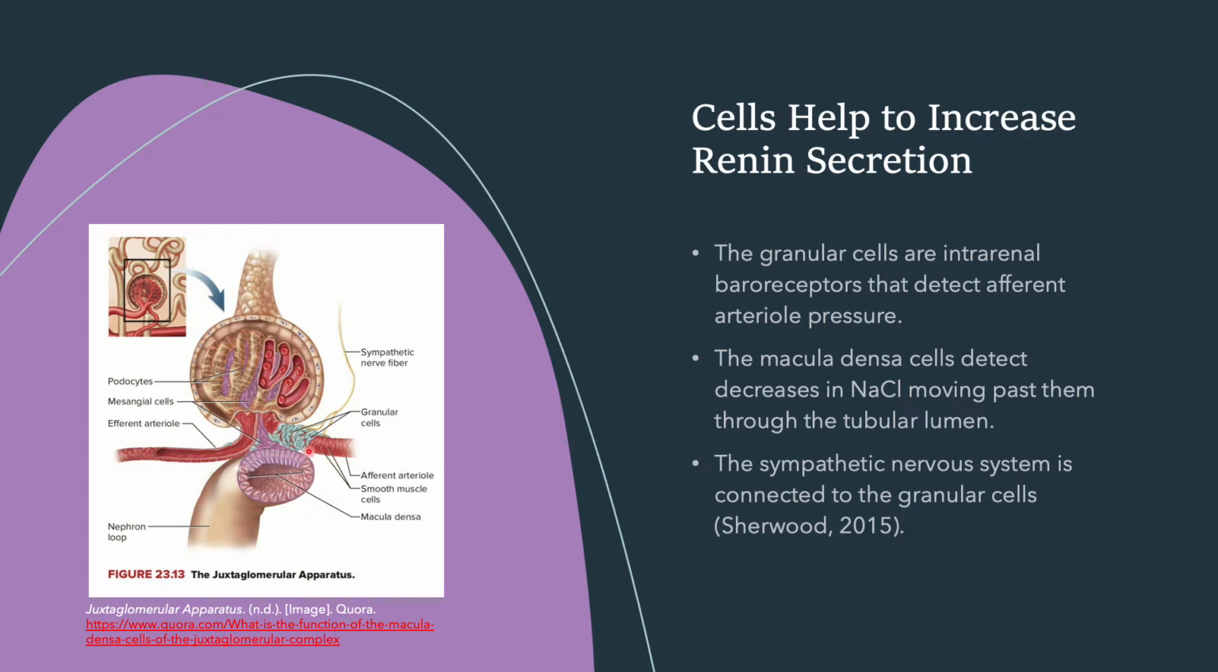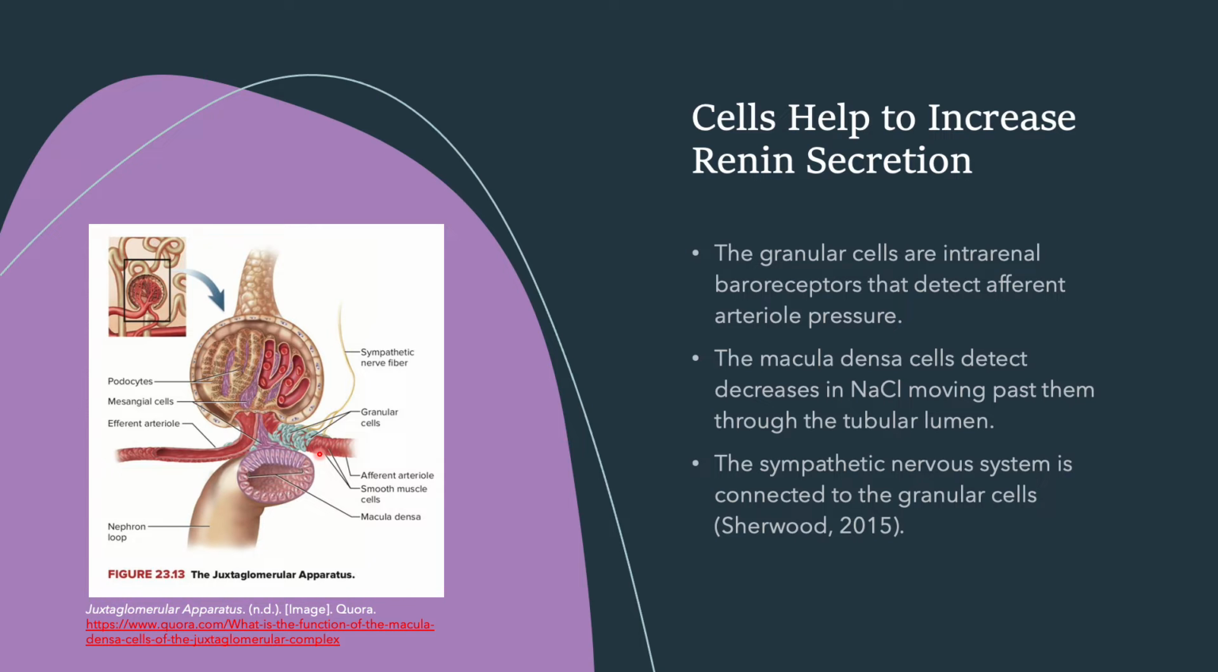The macula densa cells are located right in this section, and they detect decreases in sodium chloride moving past them through the tubular lumen. So these cells will respond by releasing more renin in response to this decrease.